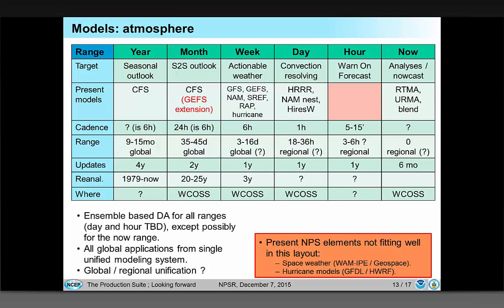The warn-on-forecast project, this is Jack Kain from NSSL. The warn-on-forecast project, as it was funded by OAR, had the specific mandate to come up with a way to allow forecasters to give a one-hour lead time on tornado warnings. And so we've been very specifically focused on that project, which is a very long-term goal.